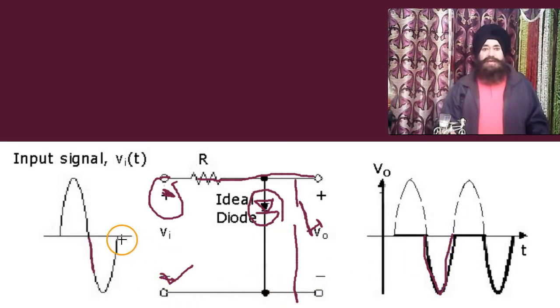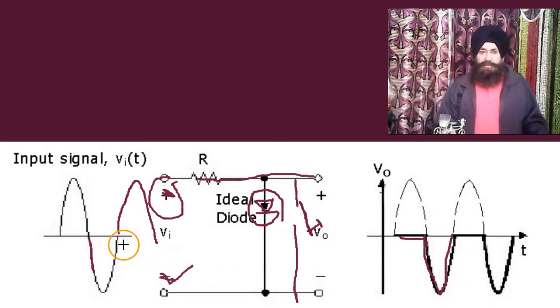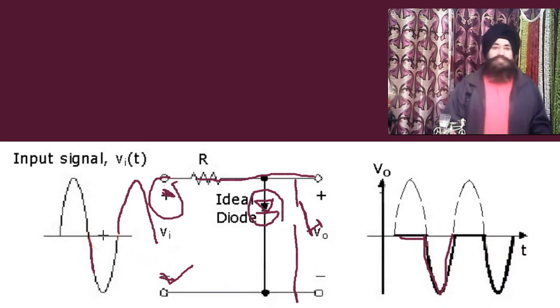Next, again, when the positive cycle comes, the diode becomes forward biased, a short circuit. Short circuit means no voltage. Again there is no voltage. Again, reverse biasing, open circuit, the voltage here appears here. So this is how we get the clipping of the waveform.